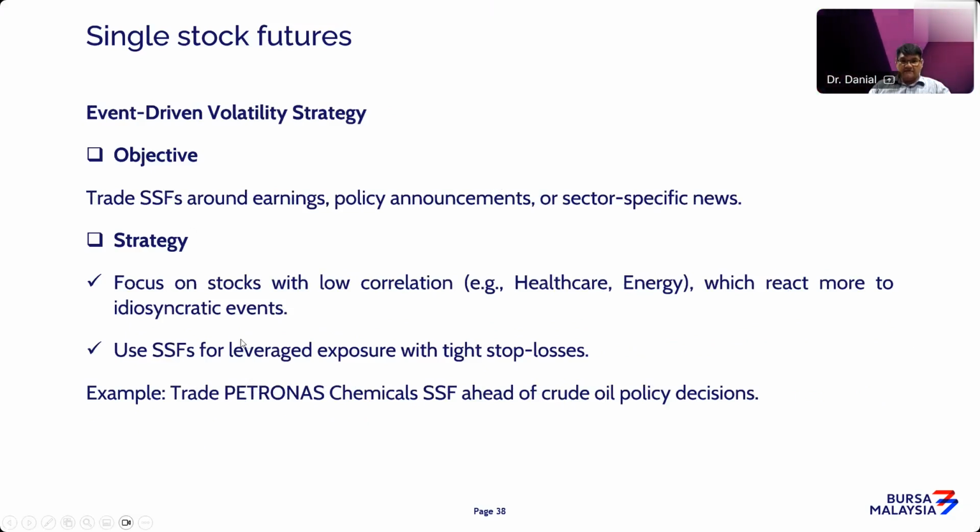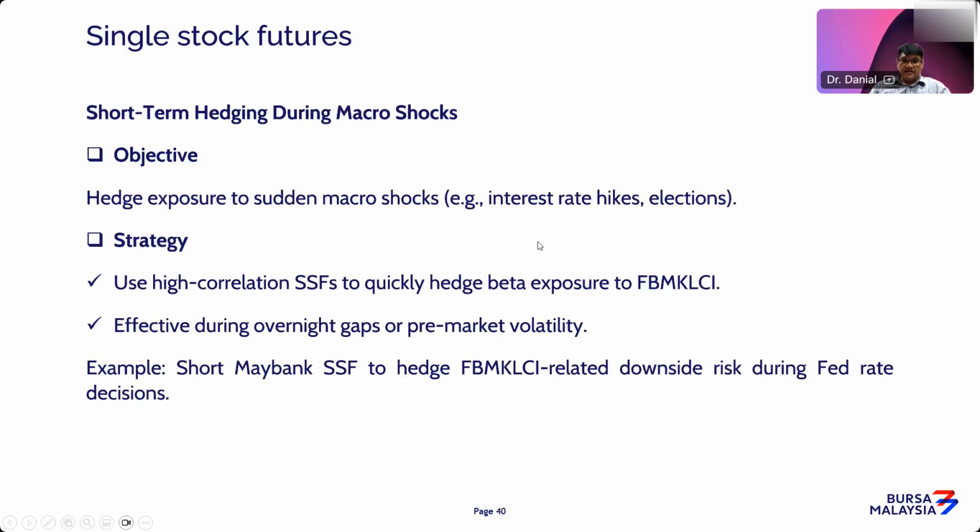Next is event driven. Focus on stocks with low correlation, which react more to idiosyncratic events. You can also use SSF to leverage exposure if you have very, very low tolerance for stop losses. For example, trade Petronas Chemical SSF before, or if you're foreseeing any crude oil news coming up tomorrow night, tonight, whatsoever. So that is event driven.